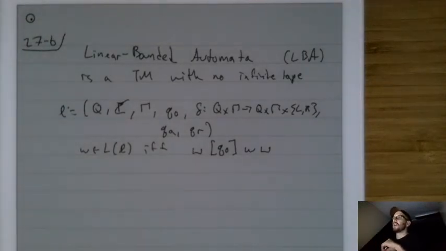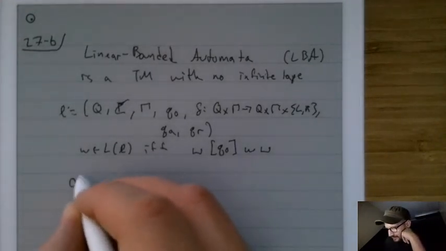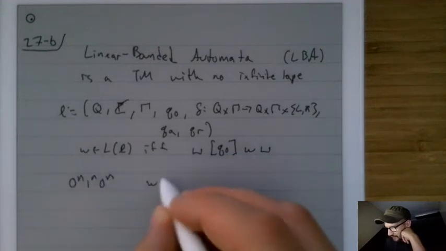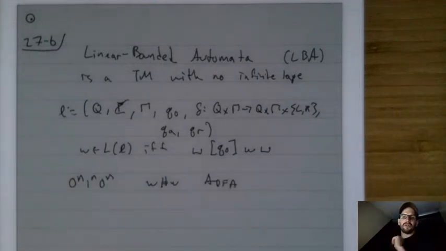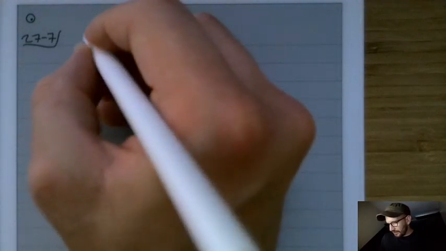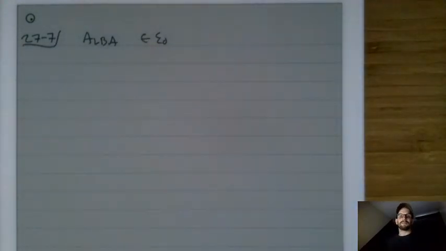Now it turns out that all the problems that I've told you about, like 0 to the n, 1 to the n, 0 to the n, W hash W, and ADFA, those are all LBAs. In fact, it's really hard to come up with a useful Turing machine that isn't also an LBA. And here's the interesting thing about LBAs: the corresponding problems for them are actually decidable. So the ALBA problem is inside of Sigma 0. It's actually even an LBA.